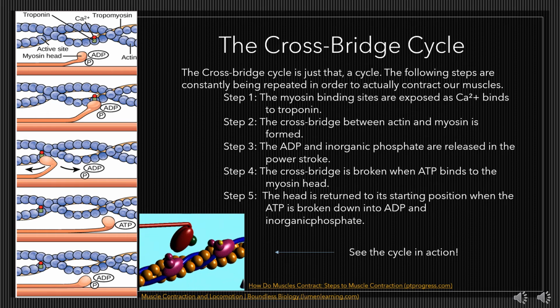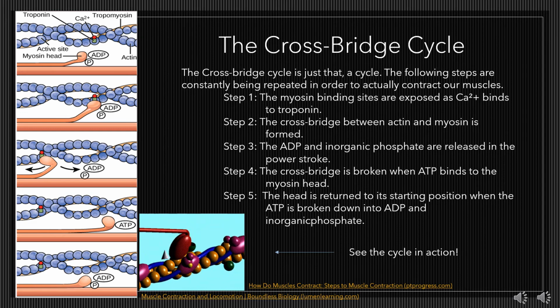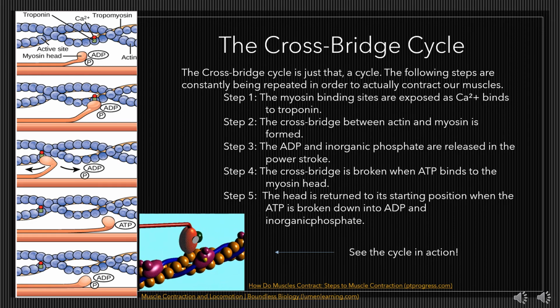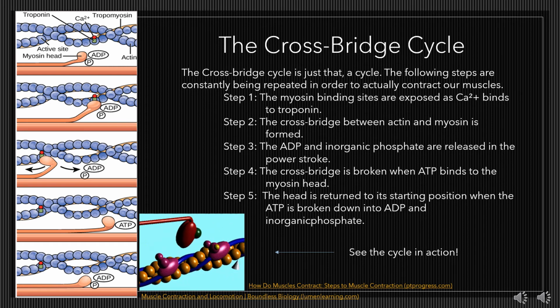Once this occurs, the ATP, adenosine triphosphate, gets broken down into ADP, adenosine diphosphate, and the inorganic phosphate molecule we saw previously. The cycle then repeats over and over until the sarcomere is fully contracted. Now these steps can be seen towards the center of our slide in a much more simply explained way, starting with step 1, where the myosin binding sites are exposed as the calcium ions bind to the troponin.